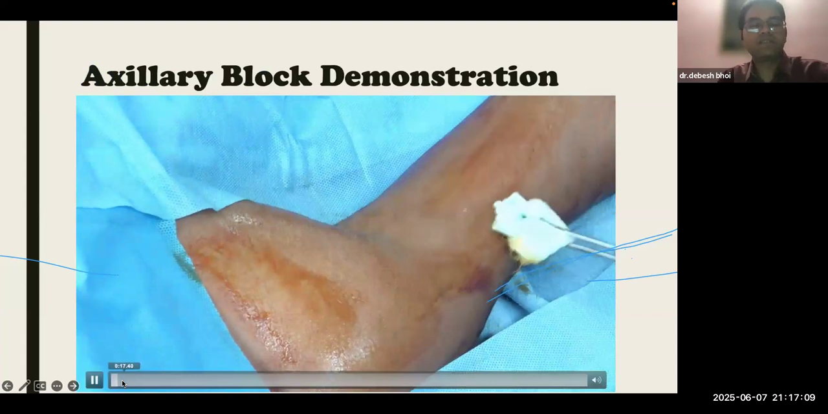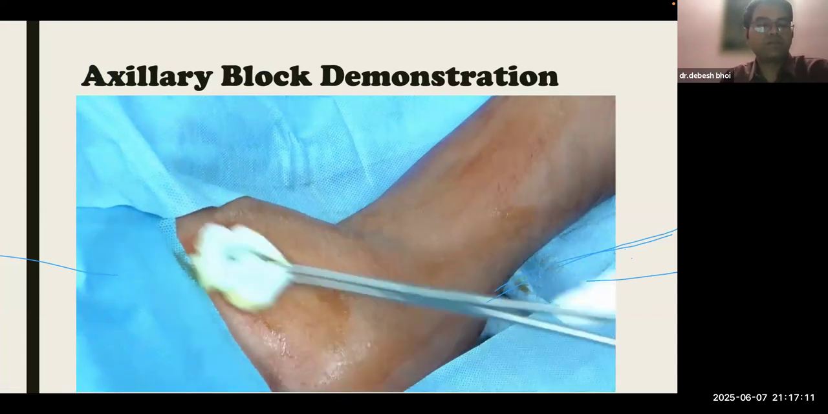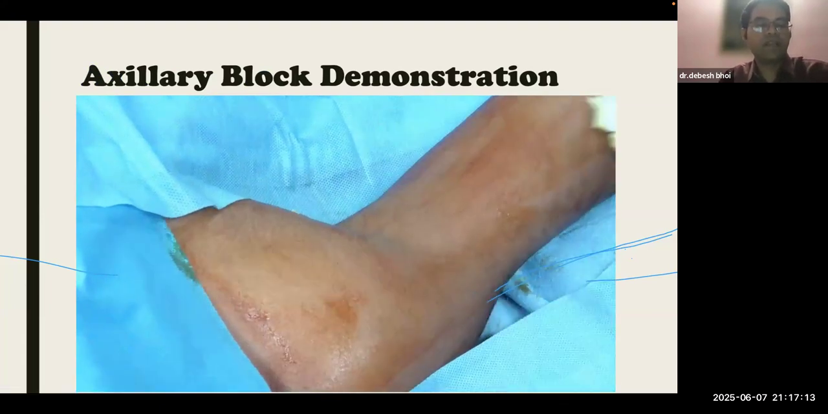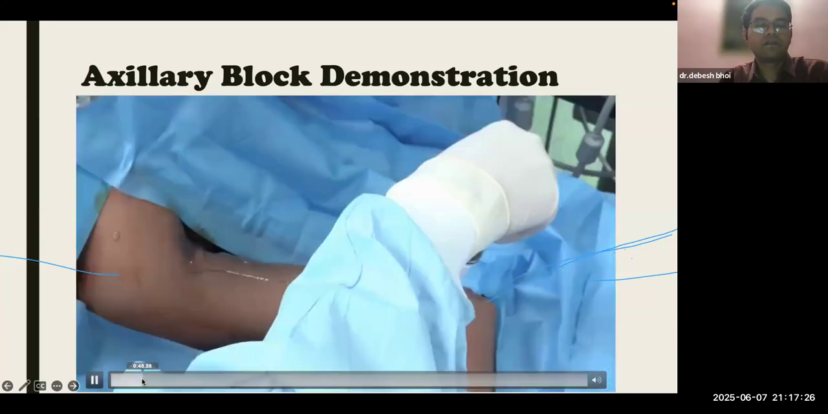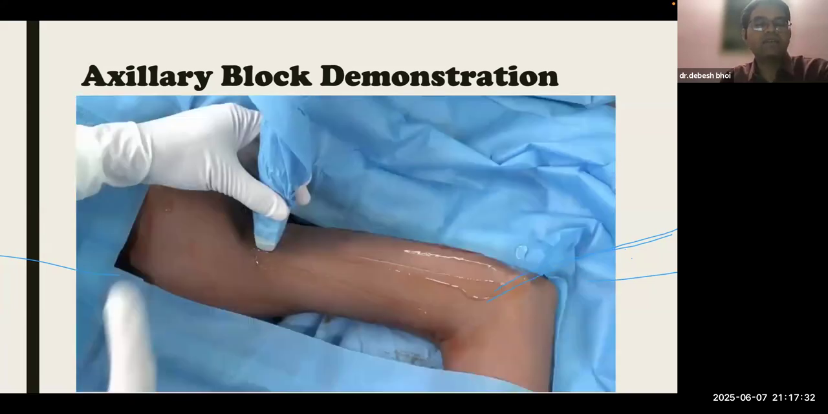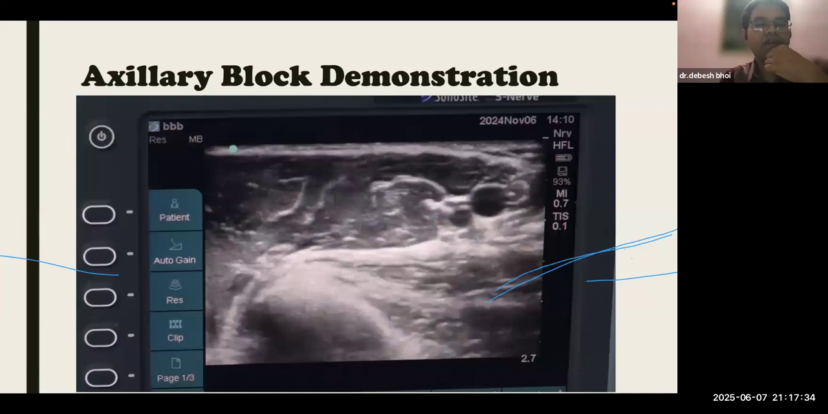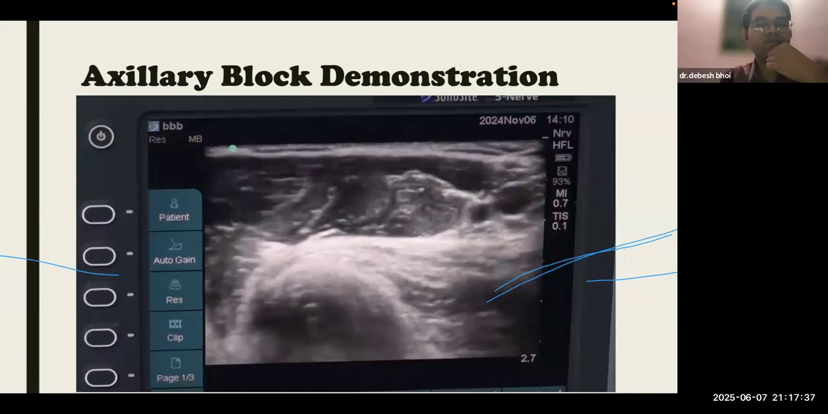So this is basically the position when we are doing this procedure. We place the patient supine with the arm extended at a right angle. You can see when you are scanning the axillary area to identify the individual nerves, you can start from the axilla to the elbow area so that you can identify each and every nerve individually.